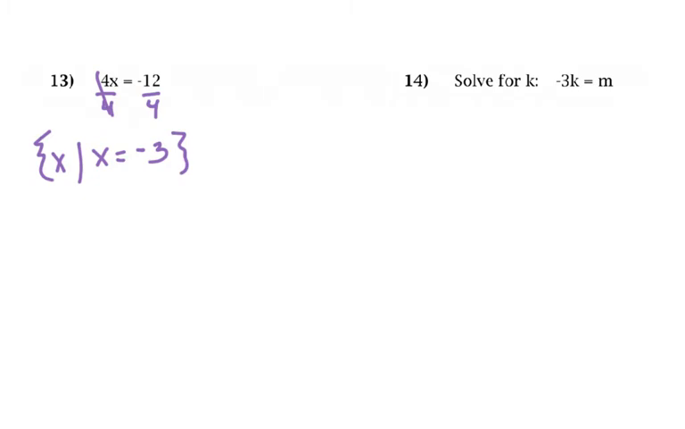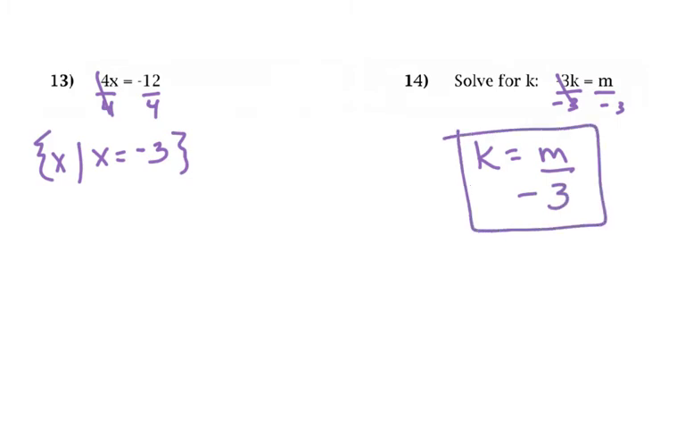Now number 14, I'm going to have negative 3k equals m. I'm going to solve for k. That means I have to get negative 3 out of there. So it says negative 3 times k, so I'm going to divide by negative 3. I'm going to have k is equal to m divided by negative 3. That's it. I'm not going to do anything else with it. I can't. I'm done. And that's solving a literal equation.